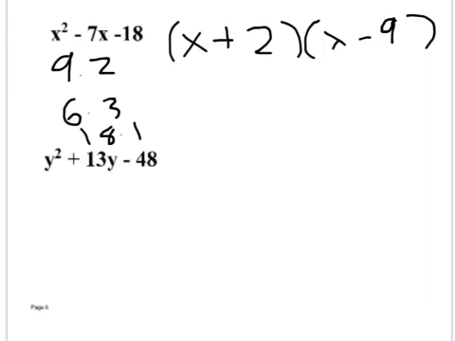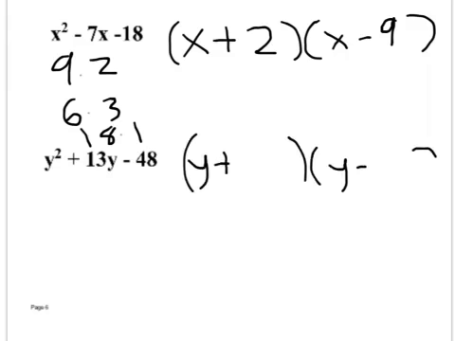That is no good. Alright, do y squared plus 13y minus 48 by yourself. So I have to have a y plus something and a y minus something. I need to go through my factors of 48. What times what gives me 48? 16 and 3. Also 1 and 48, 2 and 24. 3 and 16, you say, Shane?